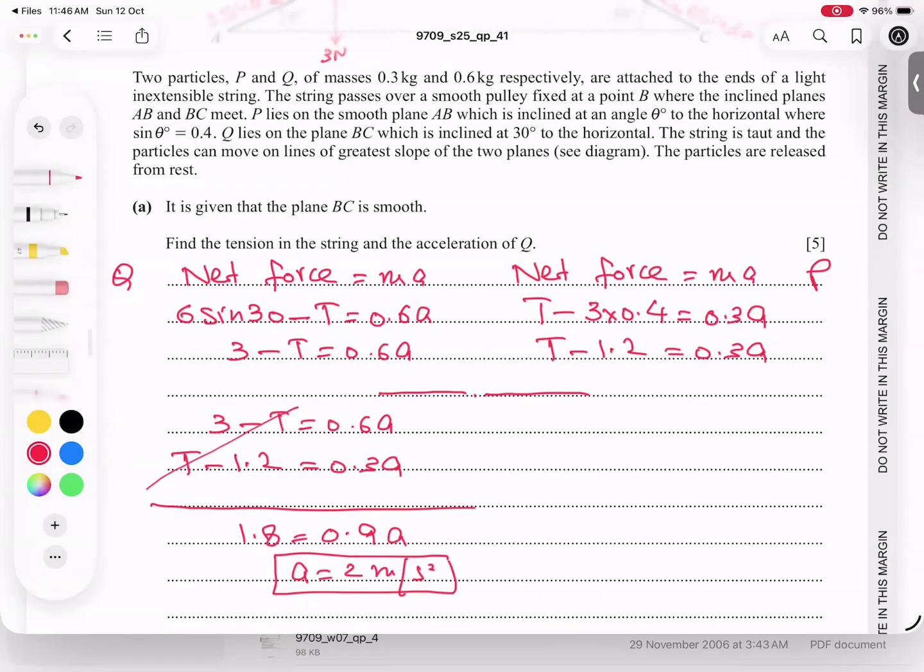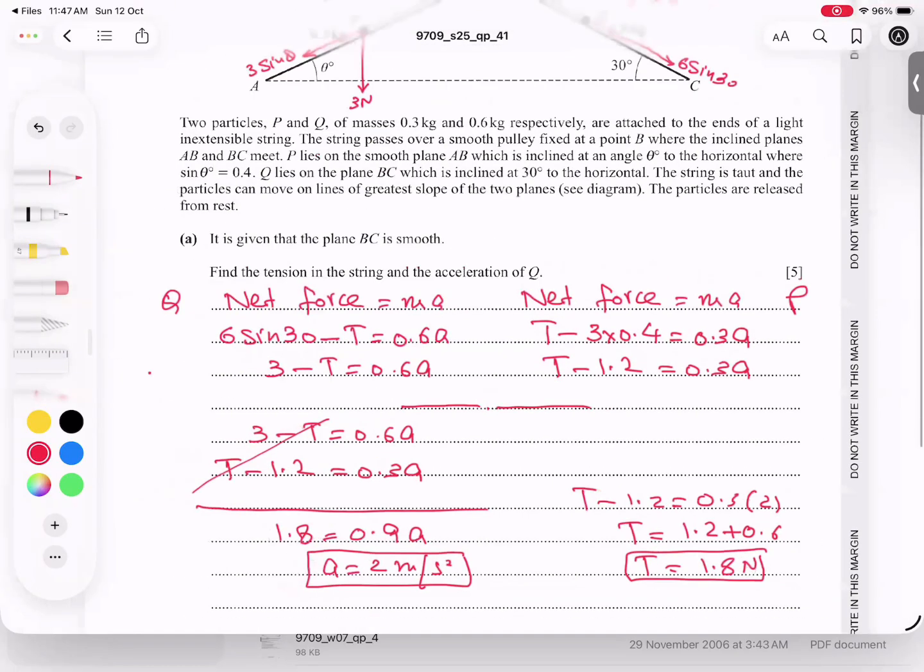And he is asking further, find the tension. So just plug this number into the previous equation, any one equation. When I plug it in there, it becomes tension minus 1.2 equals 0.3 times 2, 0.6. So 1.2 plus 0.6, 1.8 newtons. I hope the point is very clear. Let's go for the next part.